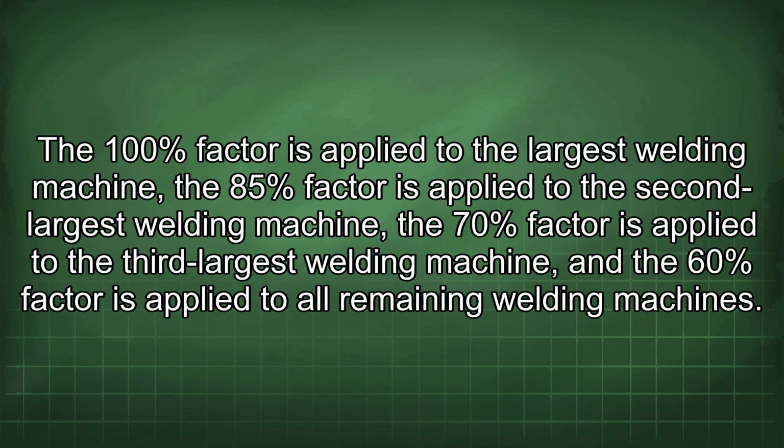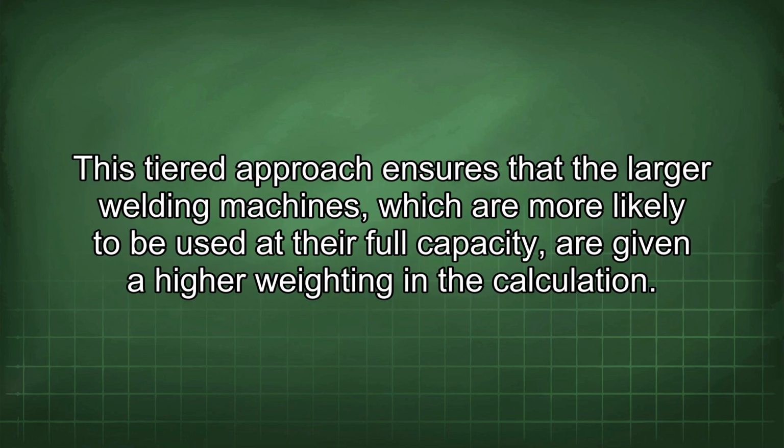The 100% factor is applied to the largest welding machine, the 85% factor is applied to the second largest welding machine, the 70% factor is applied to the third largest welding machine, and the 60% factor is applied to all remaining welding machines. This tiered approach ensures that the larger welding machines, which are more likely to be used at their full capacity, are given a higher weighting in the calculation.